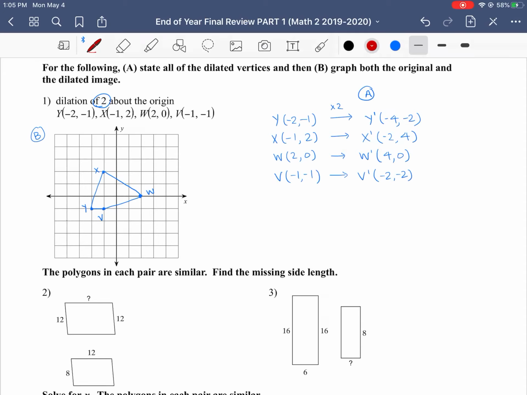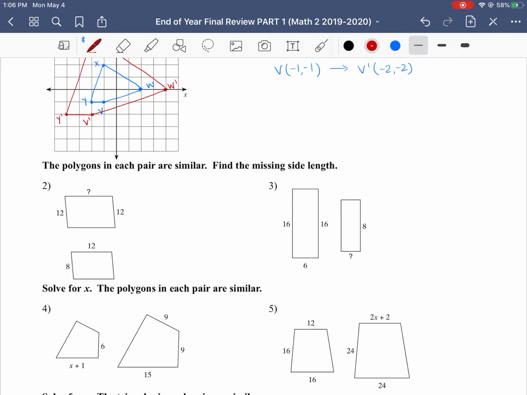So Y prime is at -4, -2. So notice out here we've got Y prime. X prime is at -2, up 4. W prime is at 4, 0. And -2, -2 puts us at V prime. Notice it keeps the same shape. Those lines that you're creating remain parallel to the original ones. Oh, unless you draw it like I do. Yikes. And then you have your dilated image there.